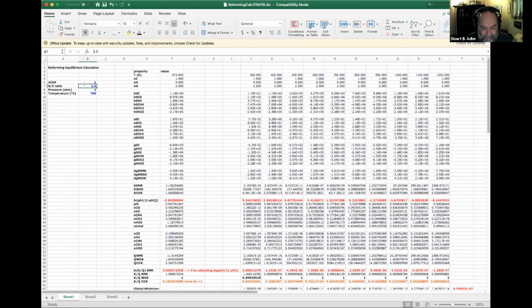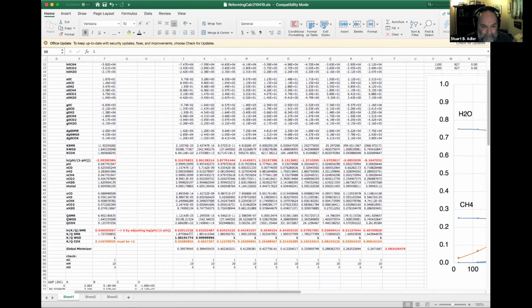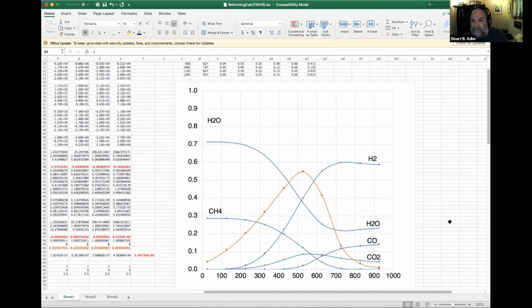So, just an example, if I take steam to carbon ratio and I change it to 3, you see then the equilibria are all thrown off, but I can resolve it, hit my button, and it recalculates all of them. Okay, so let's take a look at our situation.